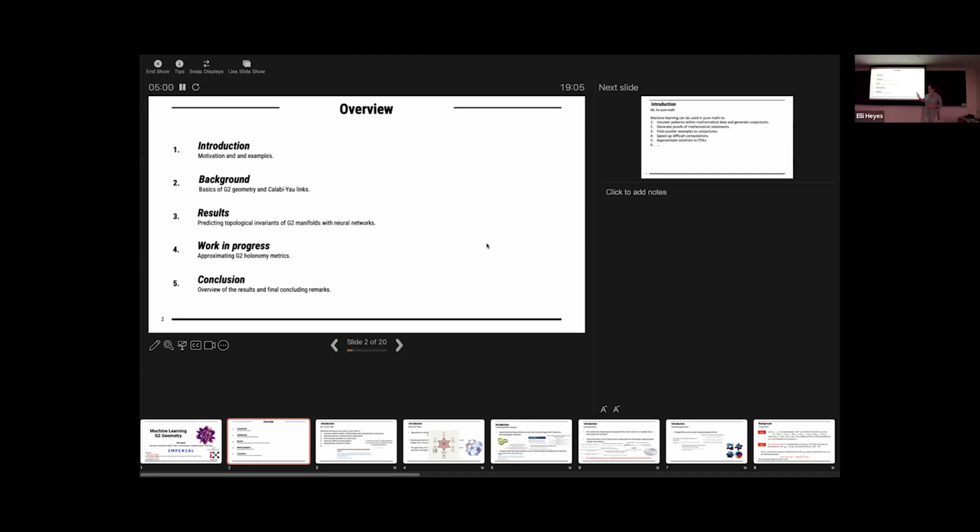Then I will move on to the results and show you how well our neural network did at predicting certain topological invariants of these Calabi-Yau links. Then in the second half of the talk, I want to discuss a rough framework which I think can be used to try to use neural networks to numerically approximate G2 holonomy metrics, using what's already been done for approximating Calabi-Yau metrics. Finally, I'll conclude the results and give some comments on my hopes for the future.